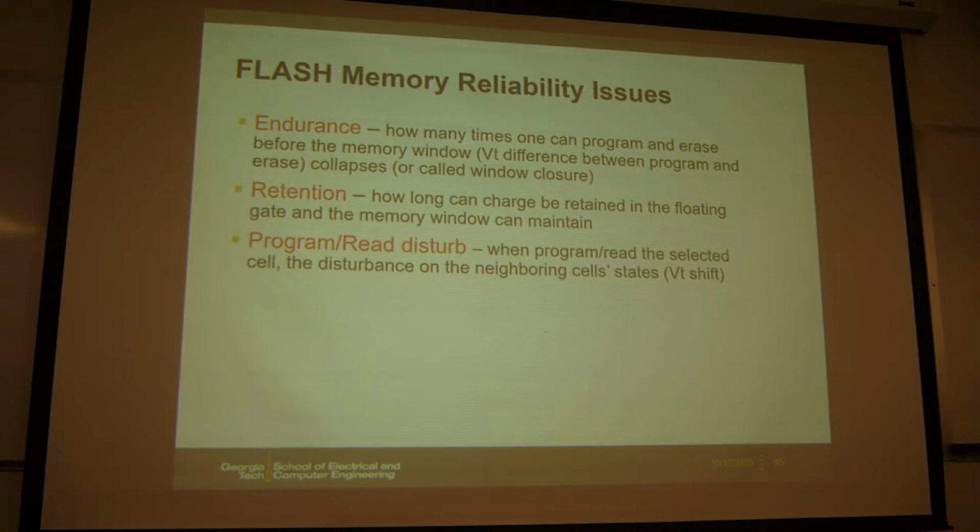The first one is called the endurance problem. So this is how many times you can program and erase the memory cell before the memory window is collapsed. So memory window is defined as the threshold voltage window between the program and the erased state. So basically, how many times you can write the data into the memory, how many cycles you can do this before the cell becomes dead. So this is the definition of endurance.